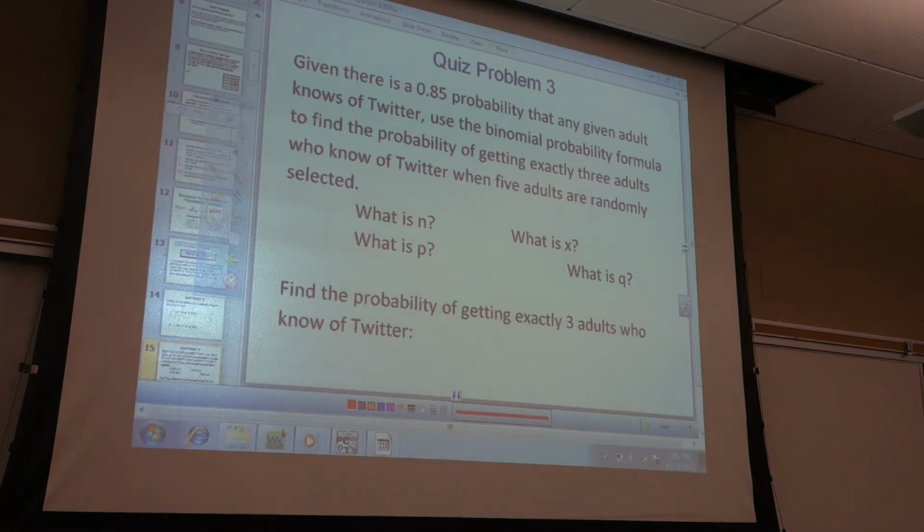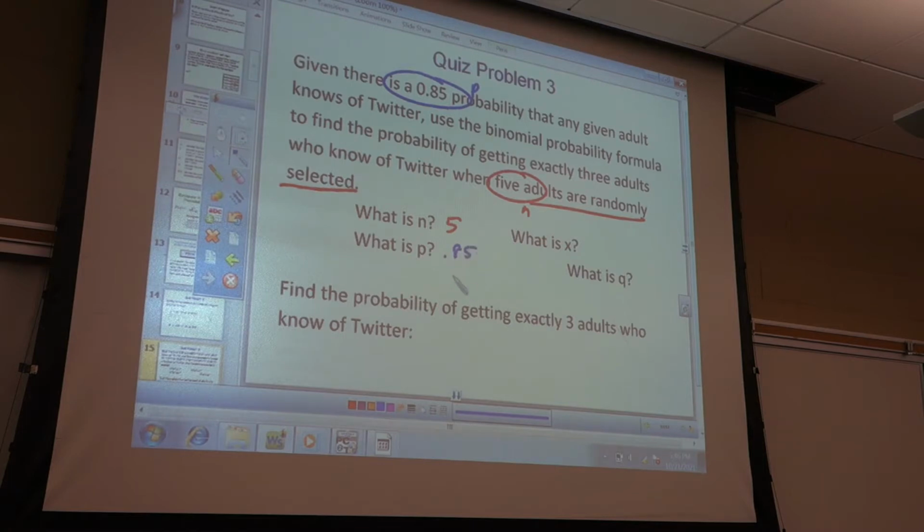Okay, so the first one, n. When you find the words "sample of" or "select," something along those lines, that's your n. Selected, randomly selected. This is my n, so my n is 5. When you find a decimal or a fraction of some sort, that's your little p.